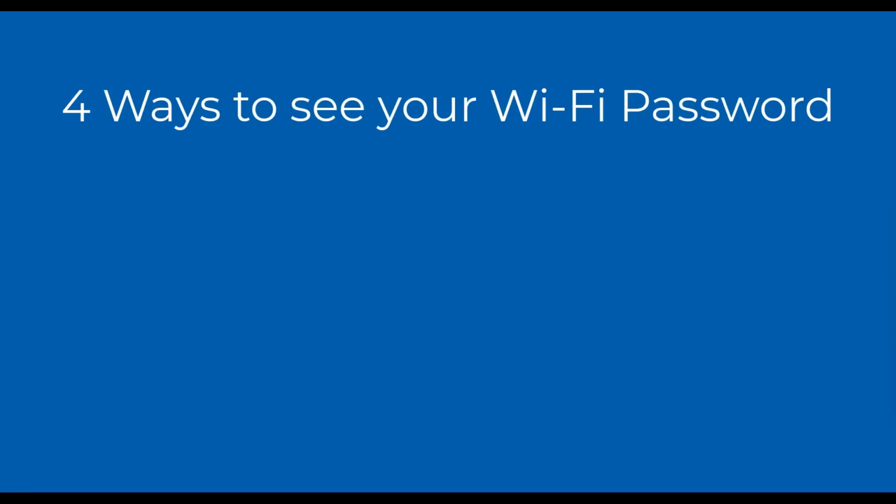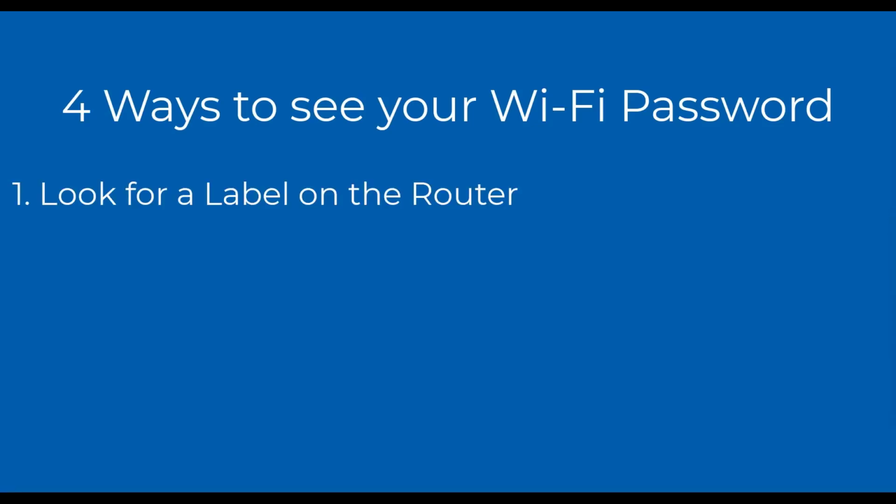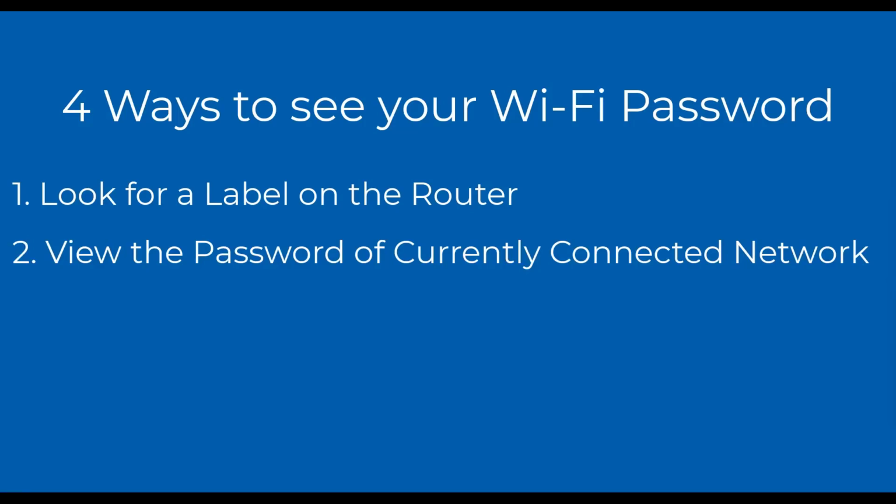I've shown you how to view Wi-Fi passwords in Windows in 4 ways. The first method is to check your router for a label which contains the Wi-Fi password. In the second method, I showed you how to view the password of currently connected networks using advanced Wi-Fi settings. With this method, there is no need for any command line or administrator rights. You can just open Windows settings, follow a few instructions, and get your network security key.